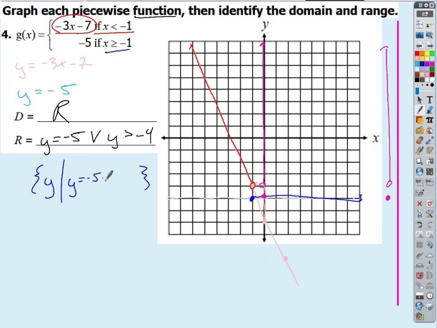y equals -5, and I have to use a union. y is greater than -4. Just so you've seen that notation. We don't have to do it that way this year. That's fine. It doesn't really bias anything.